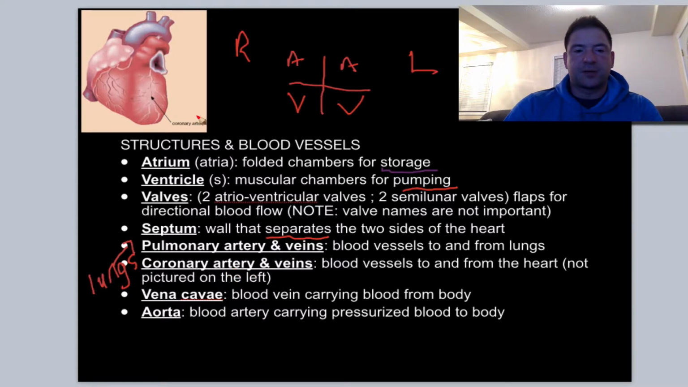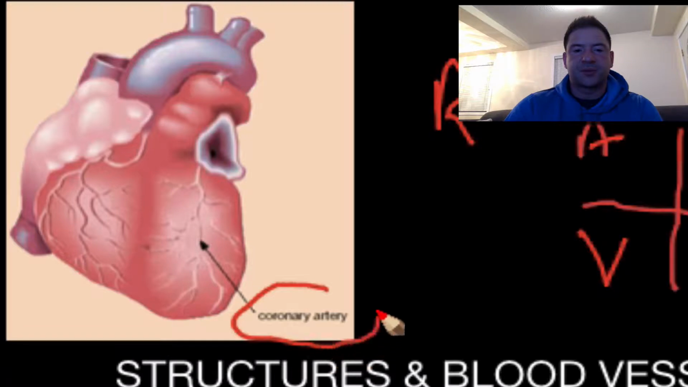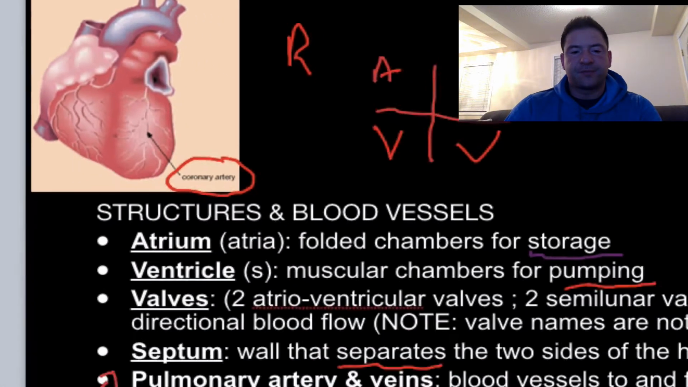Now coronary arteries and veins actually refer to the heart. So I have a diagram over here. If you just take a look at what I'm circling, these are coronary arteries. And as we zoom in on this image, you can actually see the coronary arteries and veins on the heart. These are the ones that service the heart with oxygen and basically keep the tissue alive.